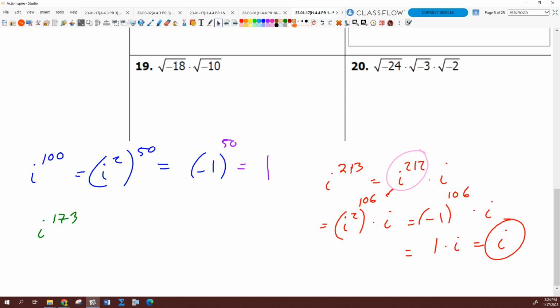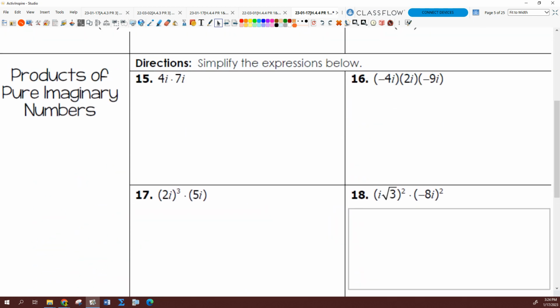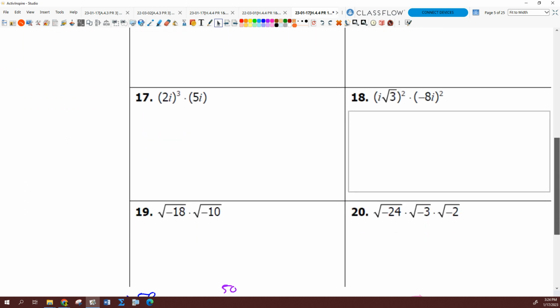I have a question. So anytime the power is odd, it's just going to be I, and anytime it's even, it's just going to be 1.